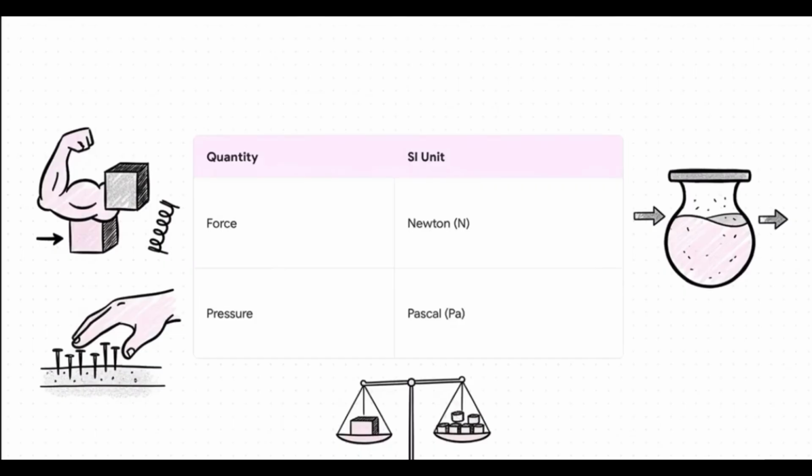To keep our measurements straight scientifically, we use different units for these two concepts. For force, our standard SI unit is the Newton. But for pressure, because we are dividing that force over an area, the unit becomes newtons per square meter. In the scientific community, this is famously known as the Pascal.